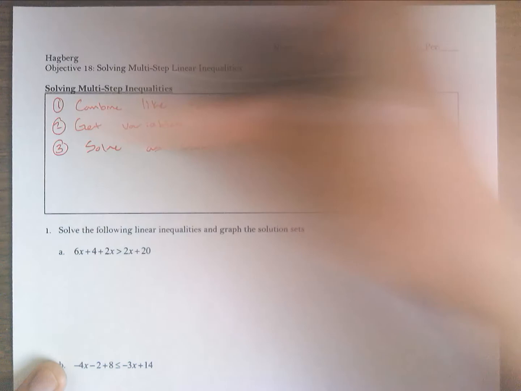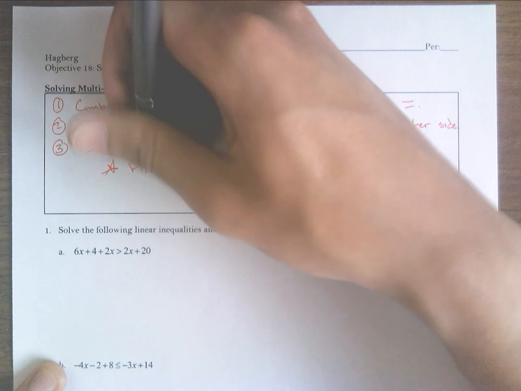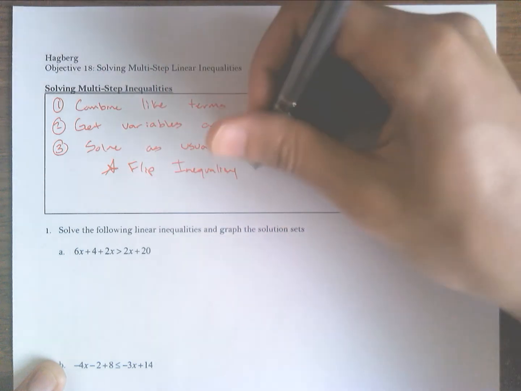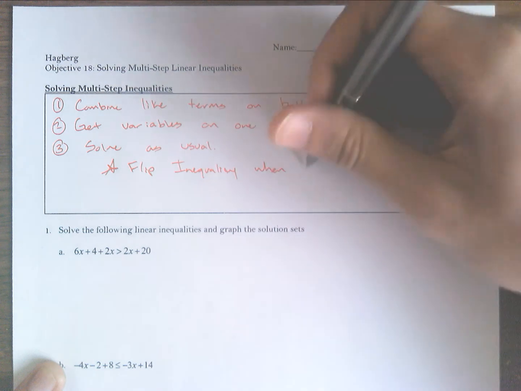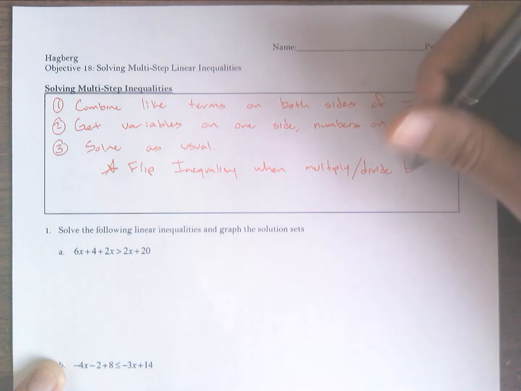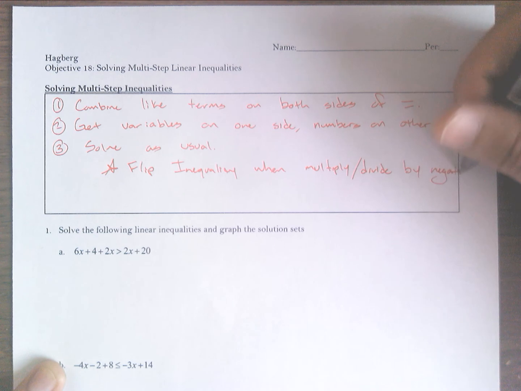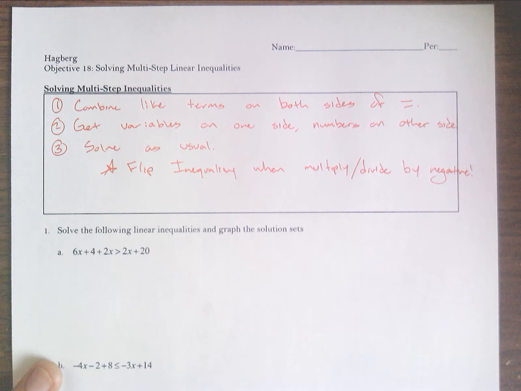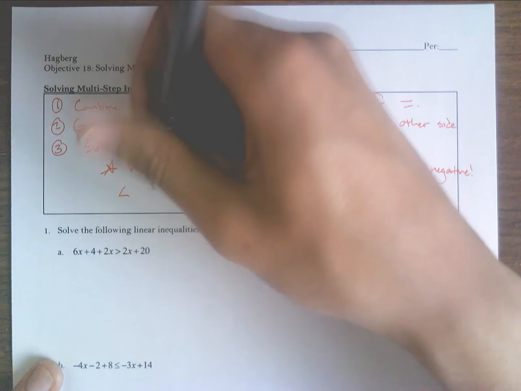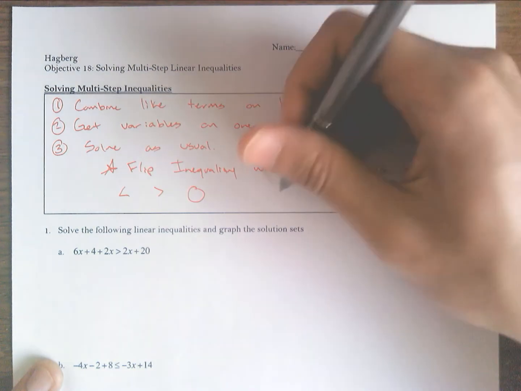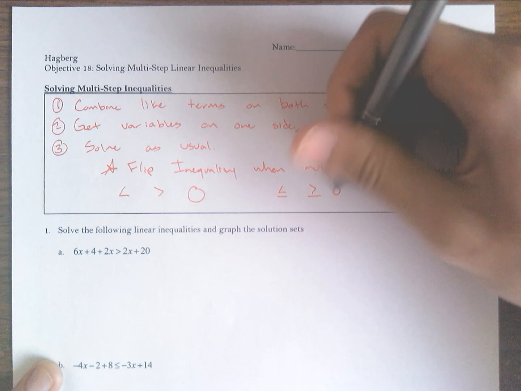So a quick note, you can put a star next to this. We want to flip the inequality when we multiply or divide by a negative on both sides of the equal sign. And then again, as a reminder, when we are graphing these, greater than or less than is going to be an open circle, and less than or equal to or greater than or equal to is going to be a closed circle.